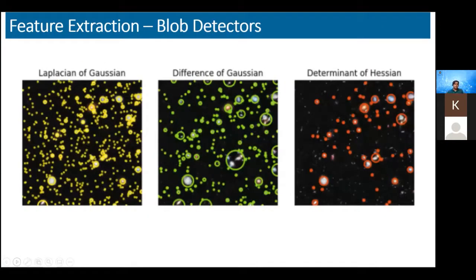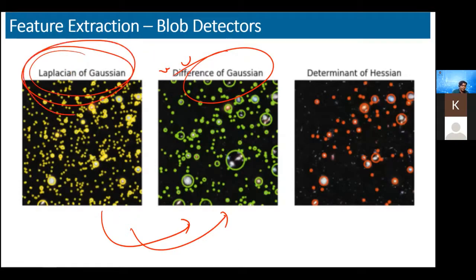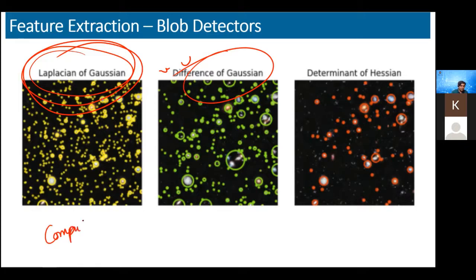There are other types of blob detectors. What I showed you is difference of Gaussian. Difference of Gaussian is an approximation of Laplacian of Gaussian. Laplacian of Gaussian is a very, very accurate blob detection technique, but it is computationally very expensive. Something that is generally good tends to be very expensive. Computational cost tends to be very high.